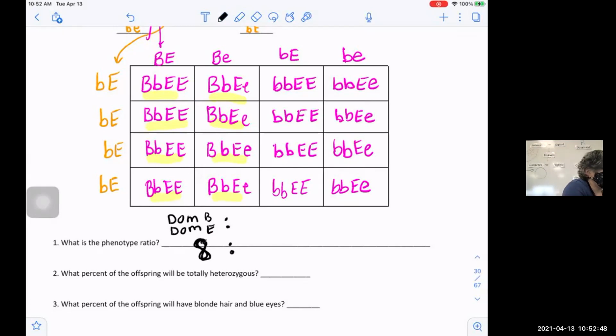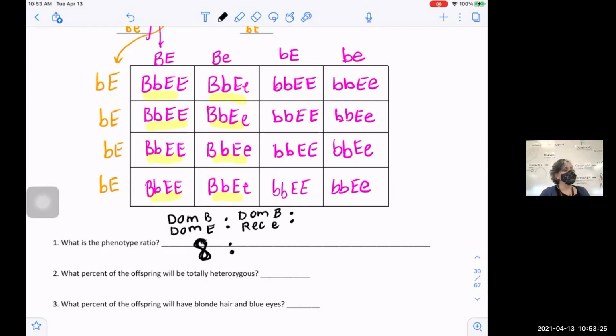All right, and our second number is how many are recessive for B but dominant for E. Sorry, recessive for B. Let me write this correctly so that it's not confusing. And dominant for E. Wait a second, hold on. Let me back up. Sorry, I just screwed that up. So it should be dominant for B and recessive for E. That's your second number.